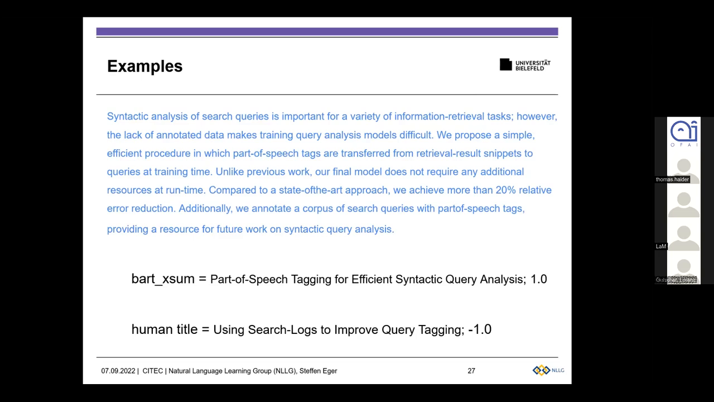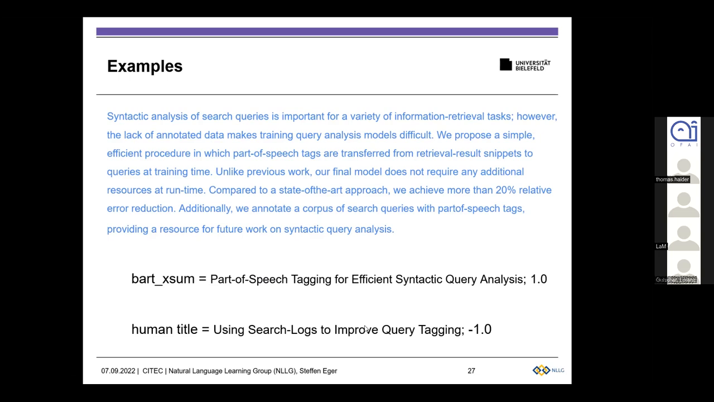Compared to a state-of-the-art approach, we achieve more than 20% relative error reduction in the corpus of search tags, providing a resource for future work on syntactic query analysis. So now the best title is produced by BART XSUM here. It produces part-of-speech tagging for efficient syntactic query analysis. And the worst title is selected here as a human title, which reads: using search logs to improve query analysis.